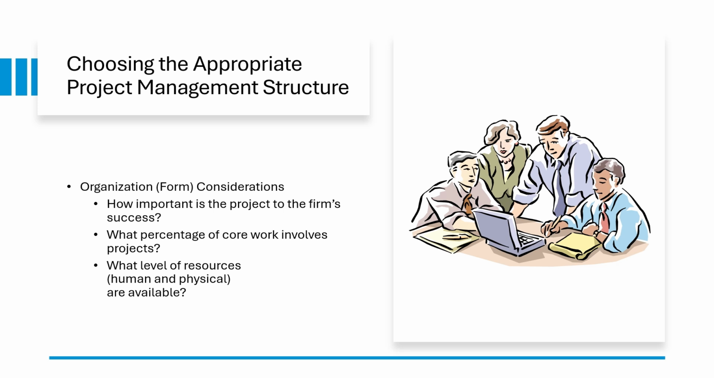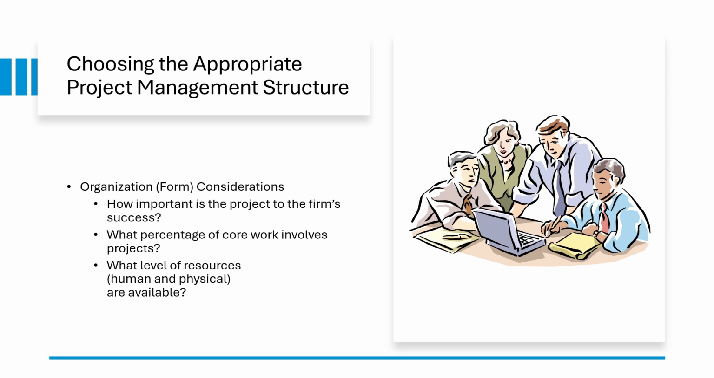So what project structure should an organization use? This is a complicated question with no precise answer. A number of issues need to be considered at both the organizational and project level. This could include questions like how important is the project to the firm's success? What percentage of core work involves projects? What levels of resources, including human, physical, and time resources, are available?